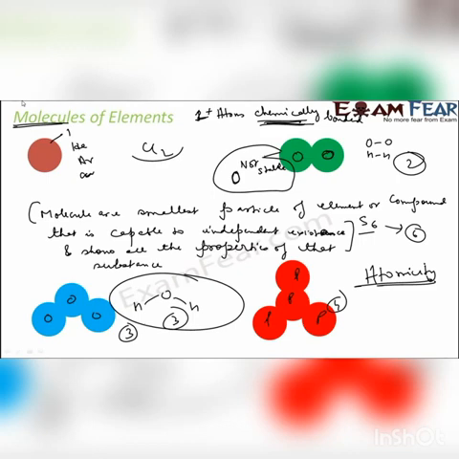For example, we talk about methane, CH4. There are 5 atoms, so the atomicity is 5.